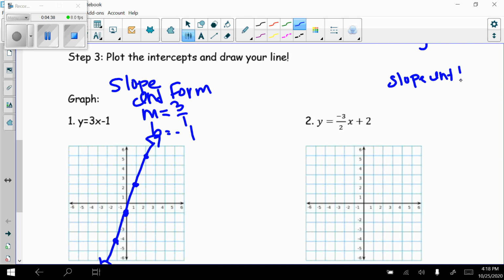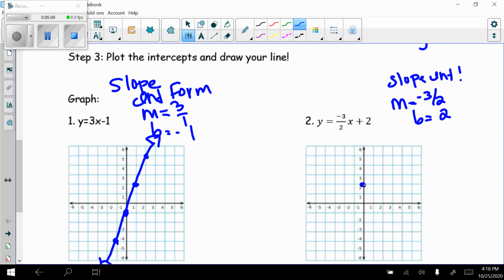So we want to identify our slope and our y-intercept. Our slope, in this case, is negative 3/2. Our y-intercept is positive 2. So graph it. Go to your y-intercept, make a dot at positive 2 on the y-axis, right there.